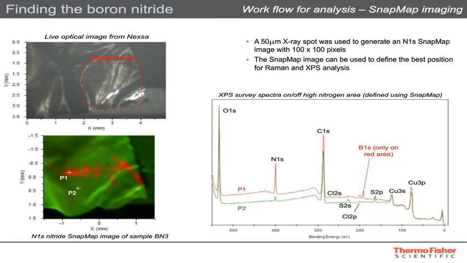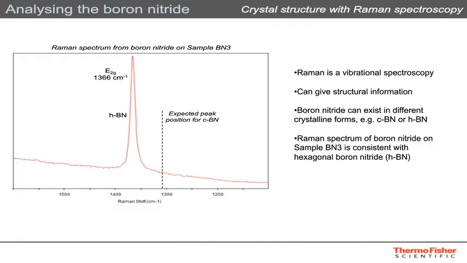This slide shows a Raman spectrum acquired from 0.1 with a 532 nanometer laser. A strong peak was observed at the Raman shift expected for hexagonally arranged boron nitride. So XPS has allowed us to find the optically invisible boron nitride and find out which elements are present on the surface. But Raman has told us about the physical structure of the 2D material.